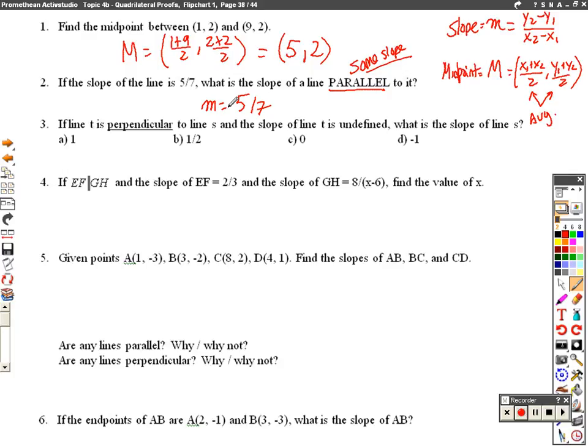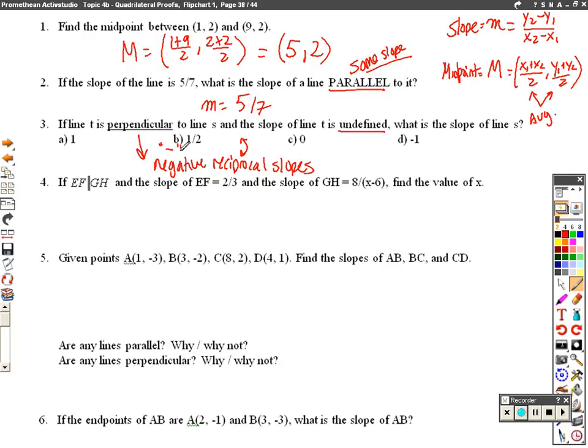Alright, line T is perpendicular to line S, and the slope of T is undefined. What is the slope of line S? Alright, so perpendicular lines have negative reciprocal slopes. The word negative just means opposite, and the word reciprocal means to flip. So we've got negative, and then we flip the slope.